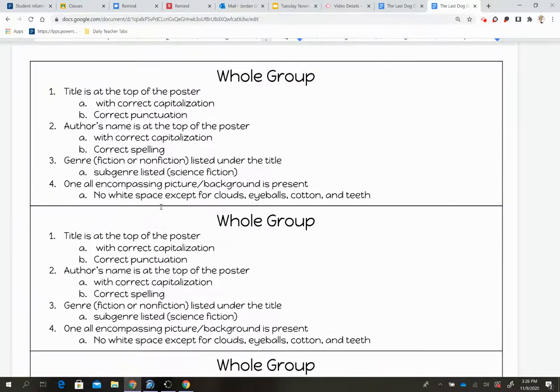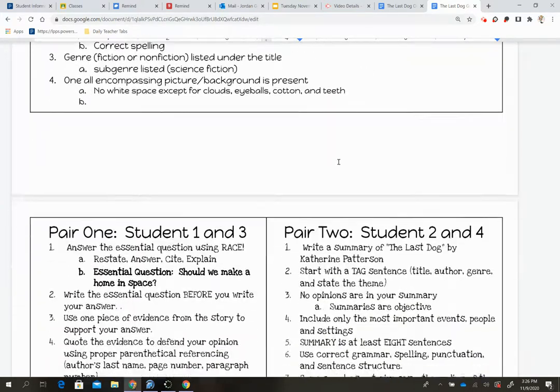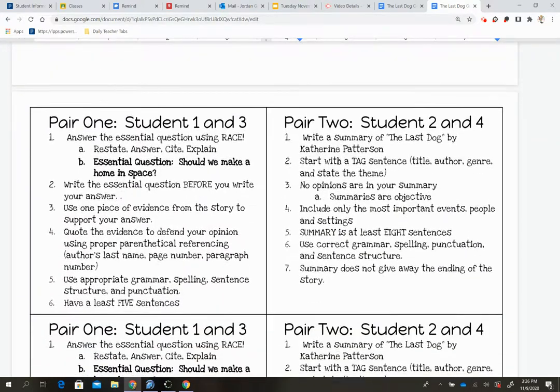Then for the whole group, this is where you're going to have titles at the top of your poster, correct capitalization, correct punctuation and spelling. Author's name is at the top of the poster. Again, correct capitalization, correct spelling. Genre is listed, fiction or nonfiction. Subgenre is listed, which is science fiction. All-encompassing picture or background is present. Then after that, you have your pairs information.